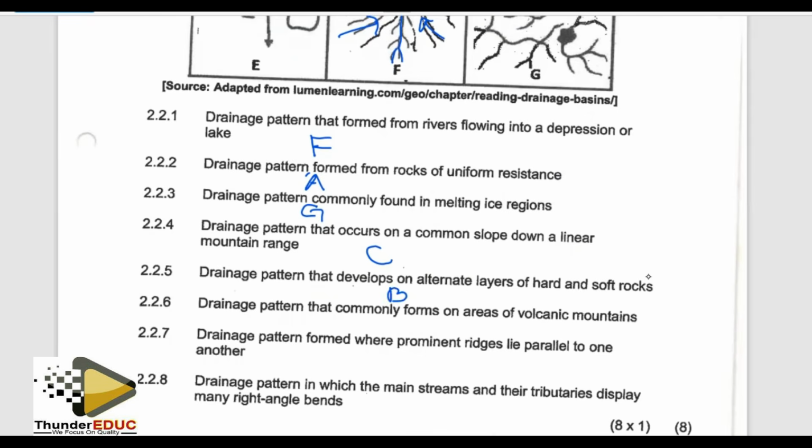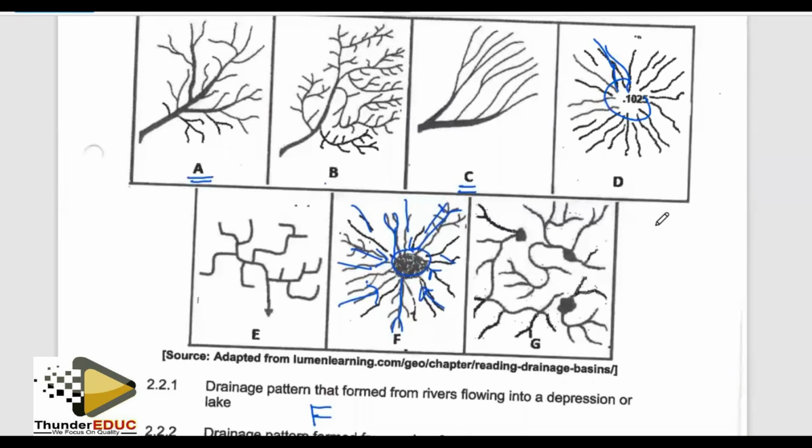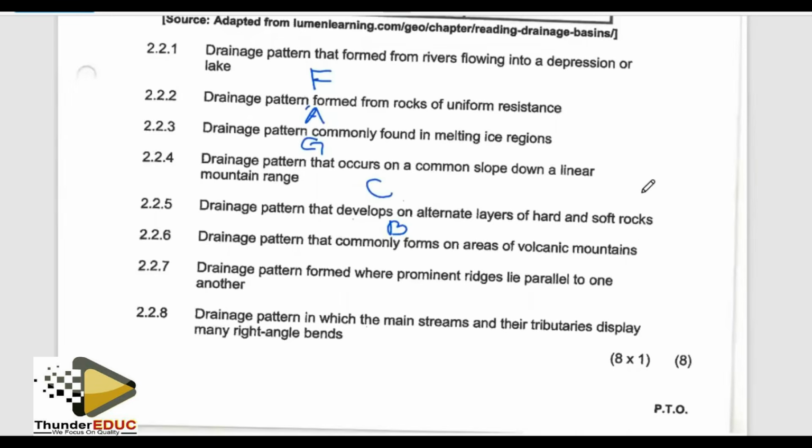Then 2.2.6, a drainage pattern that commonly forms on areas of volcanic mountains. That would be D.